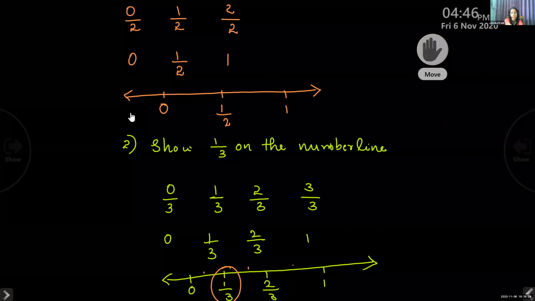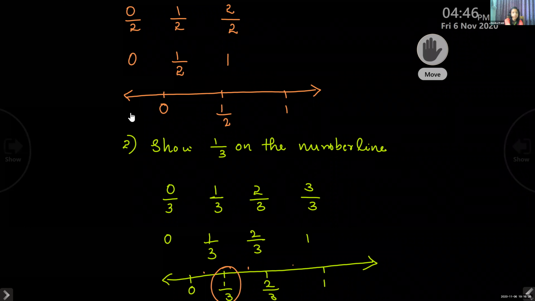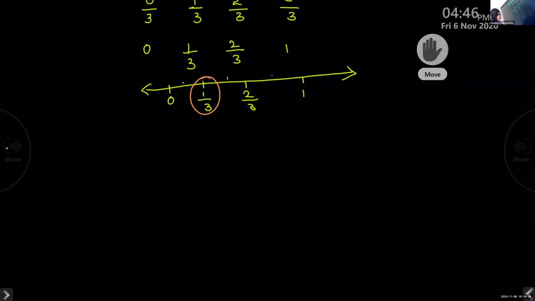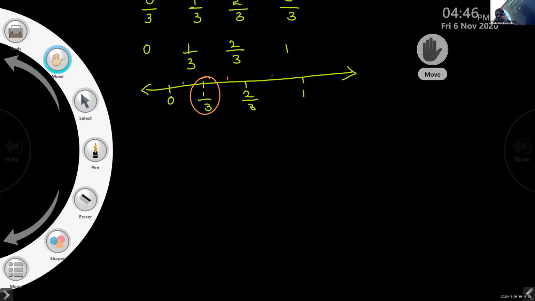For 1 by 2, how many parts? 2 parts. For 1 by 3, how many parts? 3 parts. Next question.